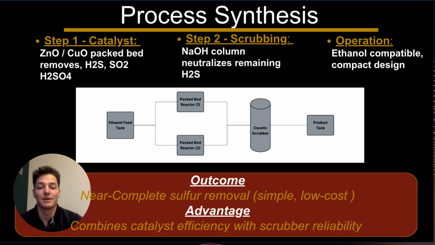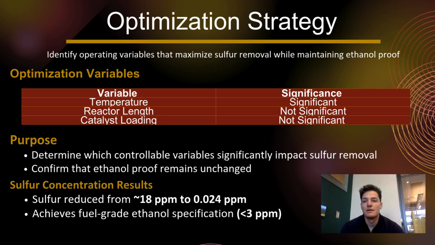ensure consistent product quality. For our optimization strategy, the goal is to identify which variables actually impact sulfur removal while maintaining ethanol purity. We tested temperature, reactor length, and catalyst loading, and found that temperature was the only significant factor affecting sulfur removal. This is important because it simplifies the design. We don't need to oversize the reactor or add extra catalyst. We can focus on just temperature control.